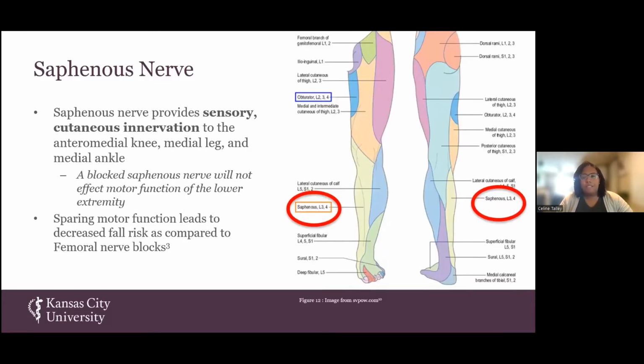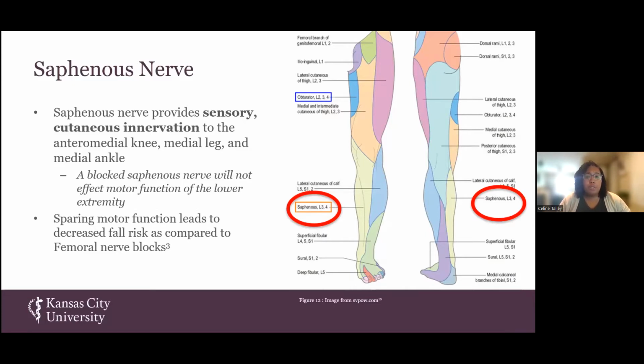Now, what makes the saphenous nerve an ideal target for analgesia is it provides purely sensory innervation to the medial knee down to the medial ankle. In other words, knocking out this nerve will spare motor function. And this is highly advantageous because in a post-surgery setting, this leads to important factors like decreased fall risk, more immediate ambulation, and just better overall outcomes for the patient.